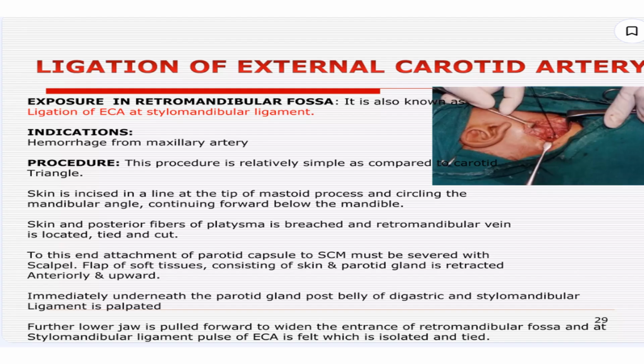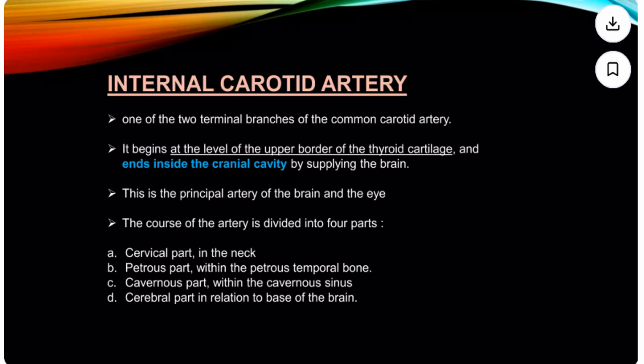Flap of the soft tissues consisting of the skin and the parotid gland is retracted anteriorly and upwards. Immediately underneath the parotid gland, the posterior belly of the digastric and the stylomandibular ligament are palpated. Further, the lower jaw is pulled forward to widen the entrance of the retromandibular fossa, and the pulse of the external carotid artery is felt, which is isolated and tied in that region.